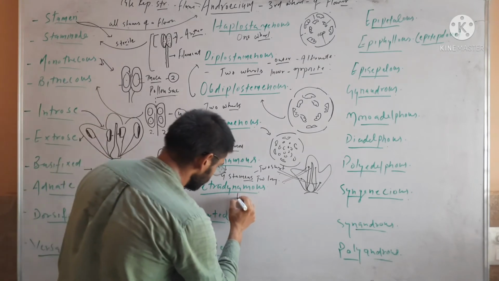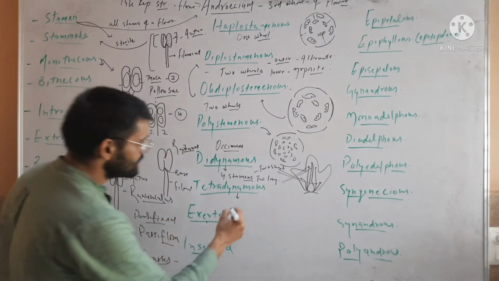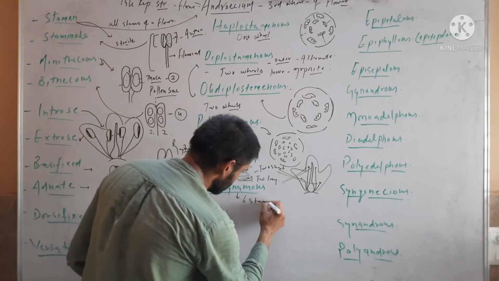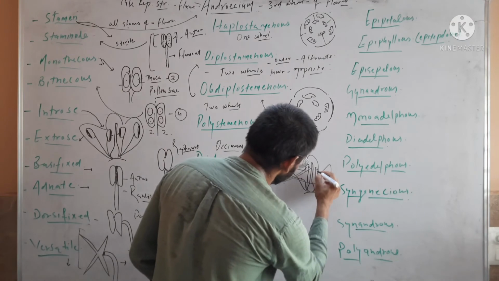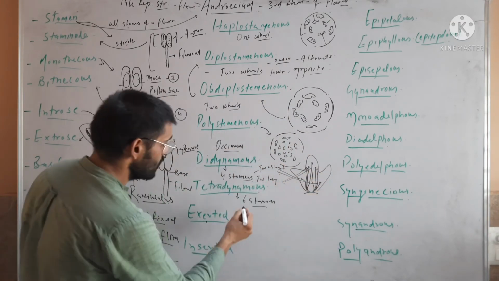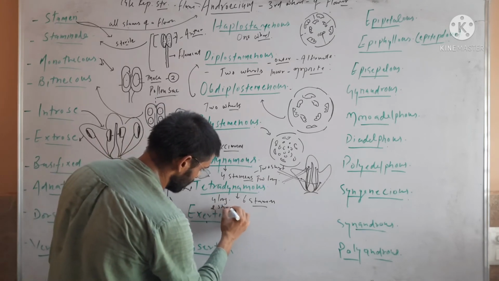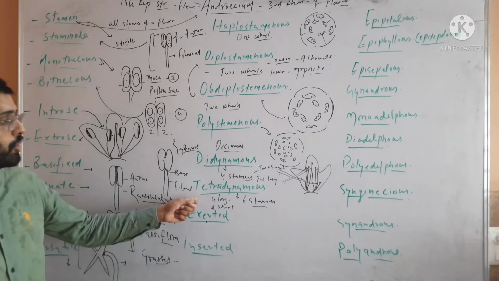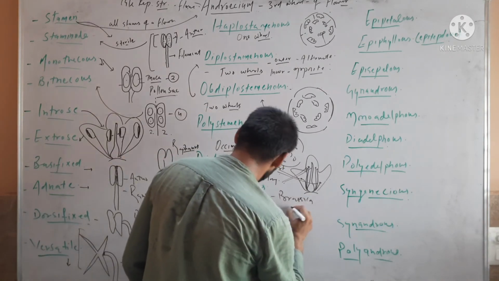Tetradynamous. Here in case of tetradynamous, 6 stamens are there. And out of 6 stamens, 4 are long. Here you can see that 4 are long and 2 are short. So 4 long, 2 short. Then this condition will be called tetradynamous. It is found in Brassica.